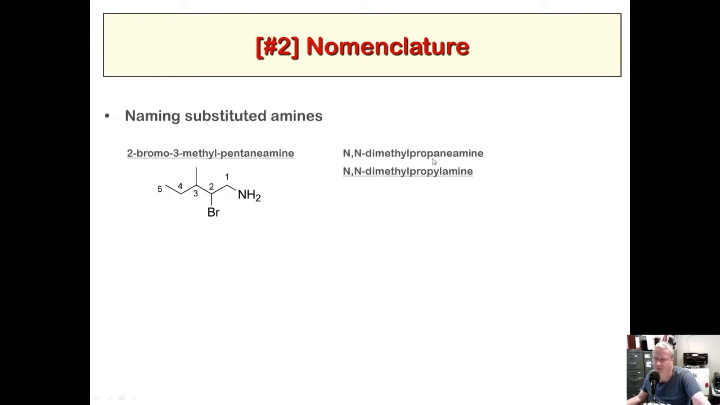N,N-dimethylpropanamine or N,N-dimethylpropylamine, they're the same thing. So you always look at the end, and you see propylamine, three carbons, nitrogen, and then this N,N-dimethyl refers to other stuff that's on the nitrogen, like a pair of methyl groups. So it's a tertiary amine. That's the structure for this amine.